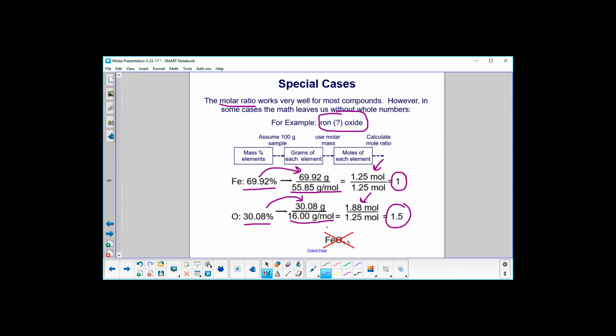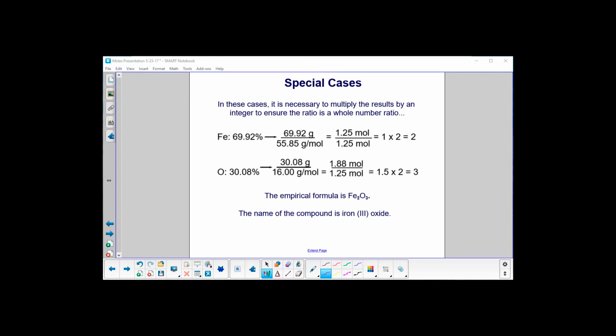Well, that's not very elegant, and that's not fair. We can't have 1.5 atoms of oxygen. Doesn't work. So what are we going to do? Think about it for a second before you go to the next slide. Okay, did you come up with anything?